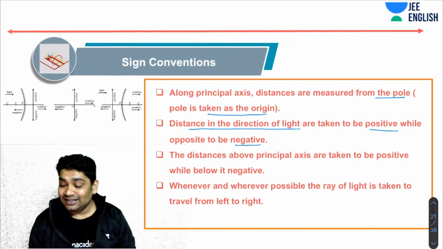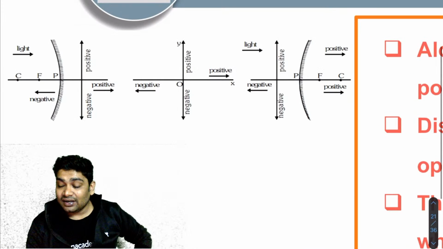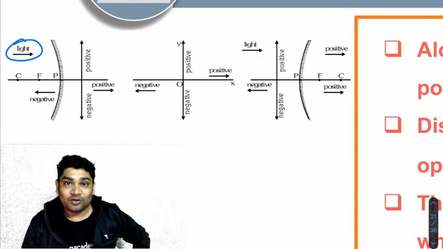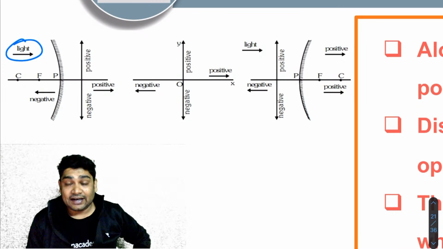So here let's see a case. Here the light is traveling, incident light for that matter. The direction of incident light is taken as positive.